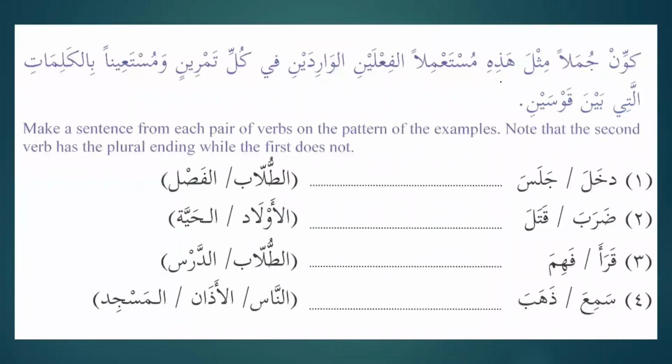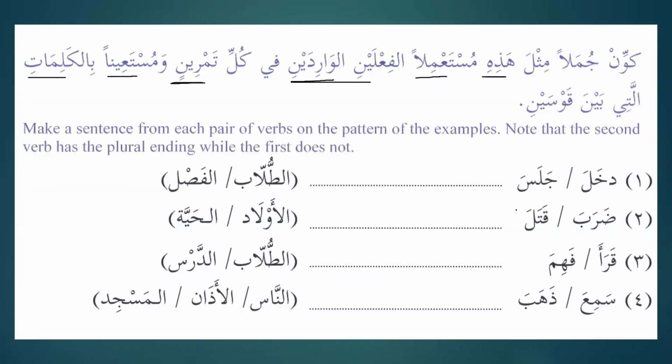Now we have to make the sentences like this, by using the two following verbs in each of the exercises, and by seeking help with the words which are in the brackets. So we have to make a sentence from each pair of verbs on the pattern of the examples. And note that the second verb has the plural ending while the first does not.